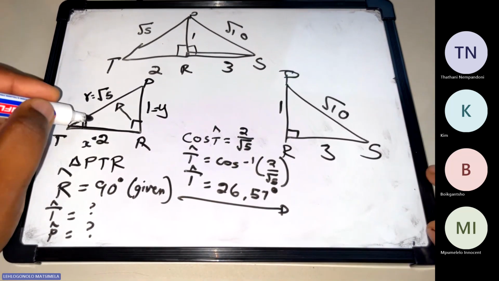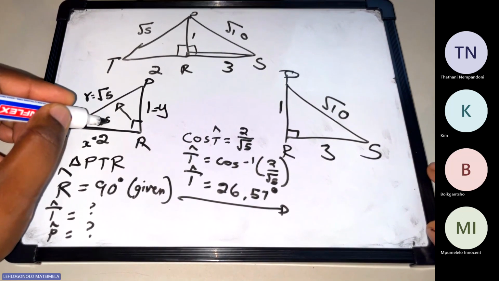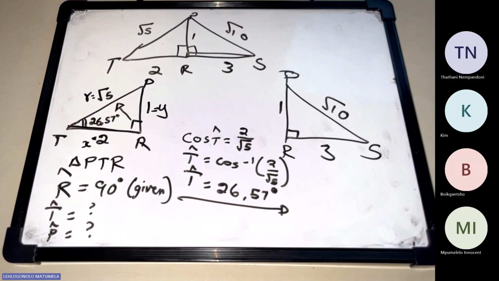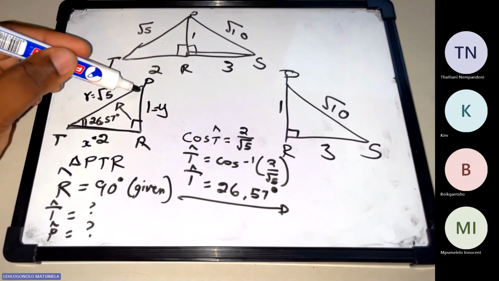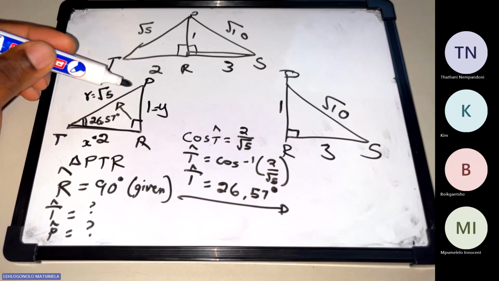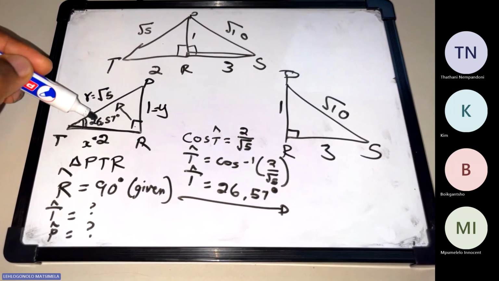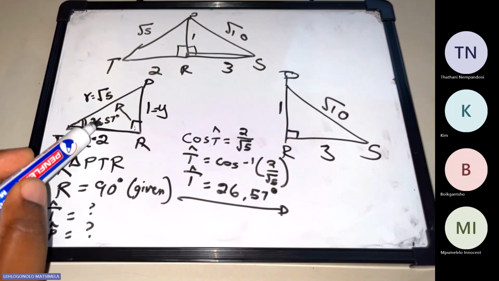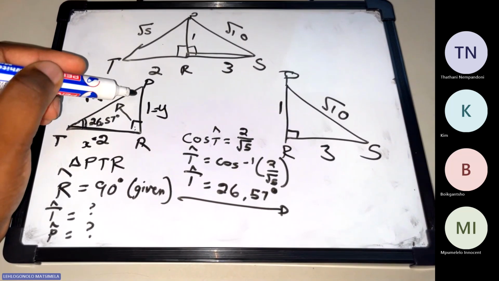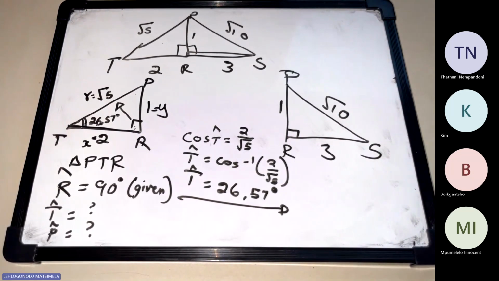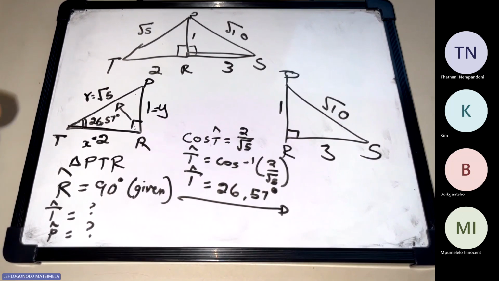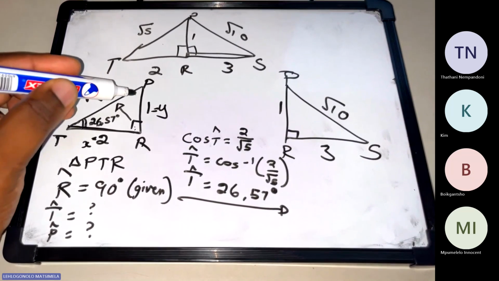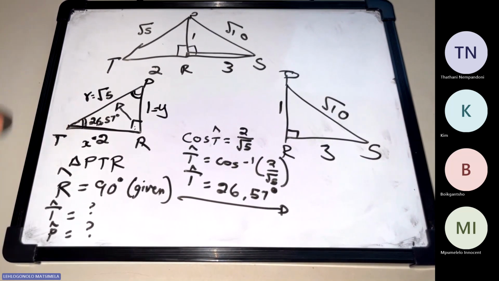So now our angle at T here is 26,57. Now, the next thing, I want us to figure out angle P without using the law that says the sum of all the interior angles in a triangle add up to 180, and without saying 90 minus 26,57 to give us 53,43. Let us use a trig ratio to find the angle at P.